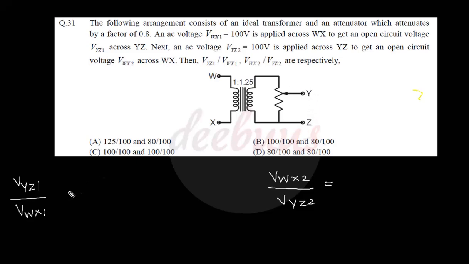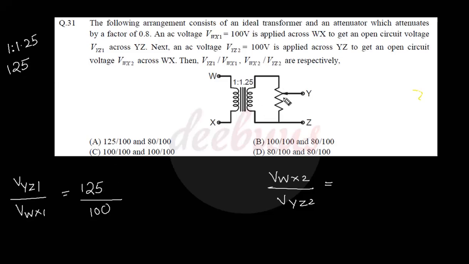So first of all, we can evaluate that. Now we applied a voltage of 100 volt. That means VWX1 equal to 100. As the turns ratio is 1:1.25, I am writing here 1:1.25. That means the voltage gets amplified or boosted up by 1.25. So the voltage turns out to be 125, right? So I am writing this as 125.